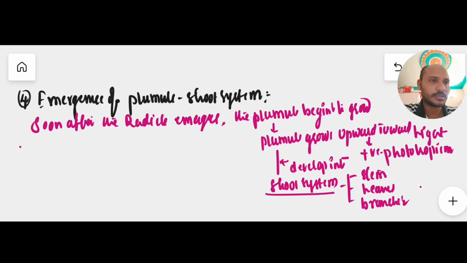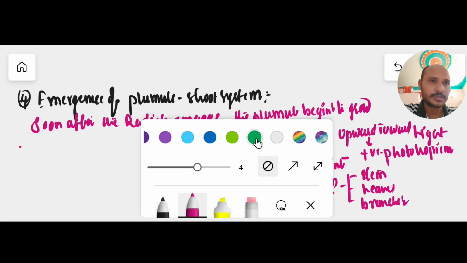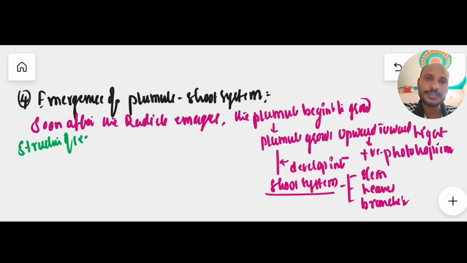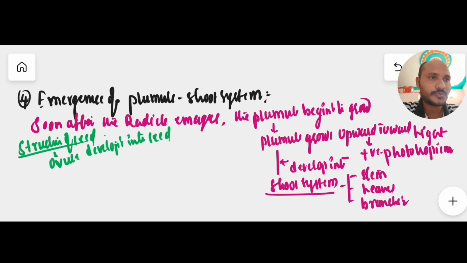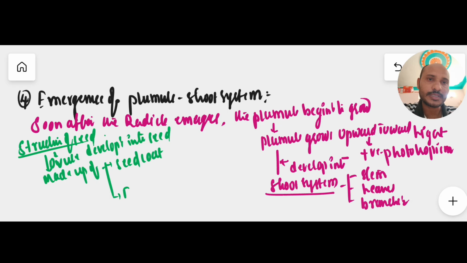Here I am explaining the structure of a seed. Generally the ovule develops into the seed, and the ovary develops into the fruit, we know that. And this seed is made up of two important components. One is the seed coat, and another one is the embryo.